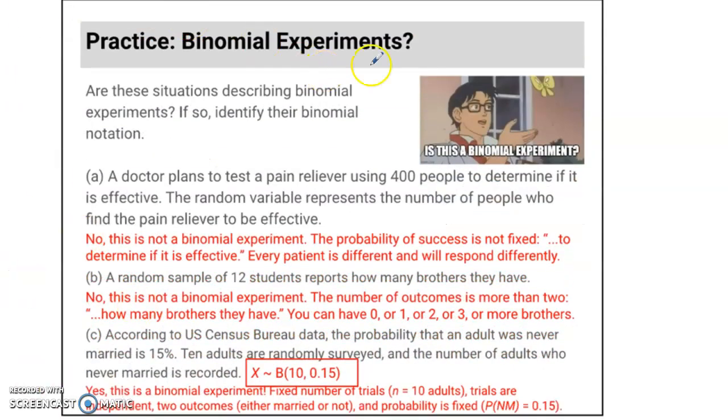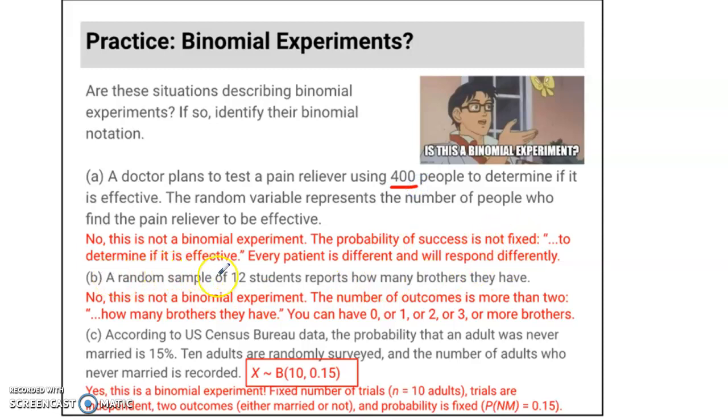Here's another example of binomial experiments and trying to figure out whether they are in fact binomial. This first one is not, because we don't know the probability of success. So I'm testing this pain reliever, and it could work better for different people. It's true that we could try to find a global efficacy percentage, but we don't have that information. All we know is the number of trials. We don't have a fixed probability of success.